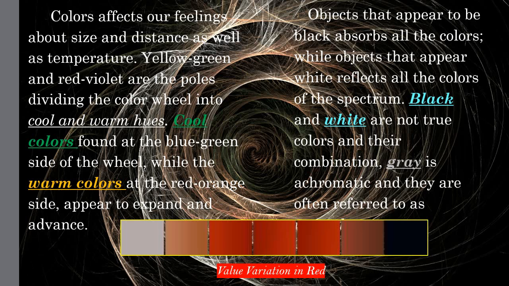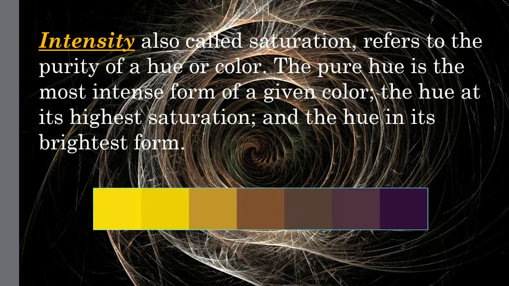Black and white are not true colors, and their combination, gray, is achromatic, and they are often referred to as neutrals. Intensity, also called saturation, refers to the purity of a hue or color. The pure hue is the most intense form of a given color, the hue at its highest saturation, and the hue in its brightest form.